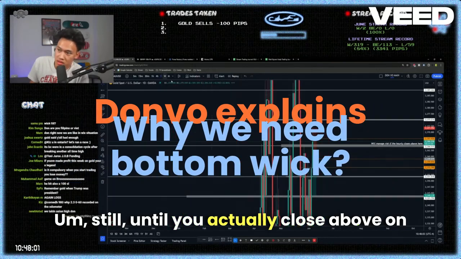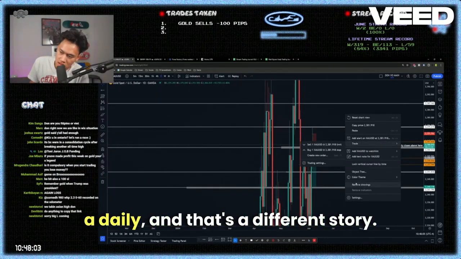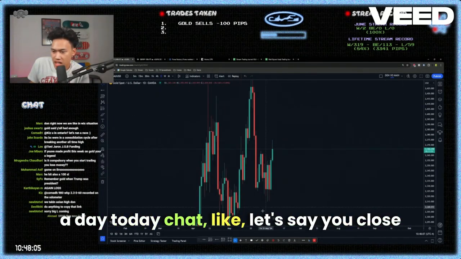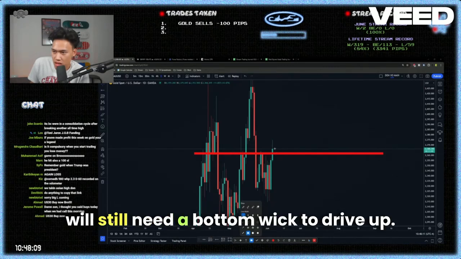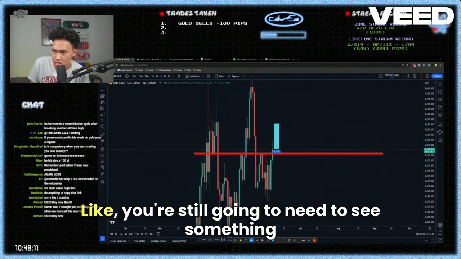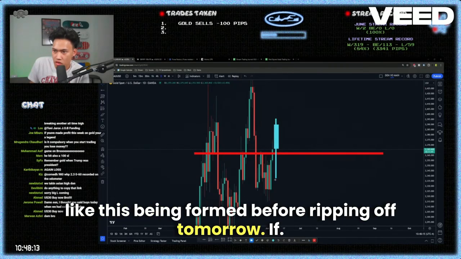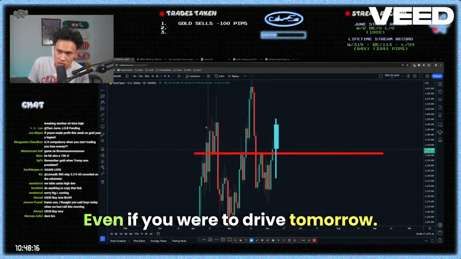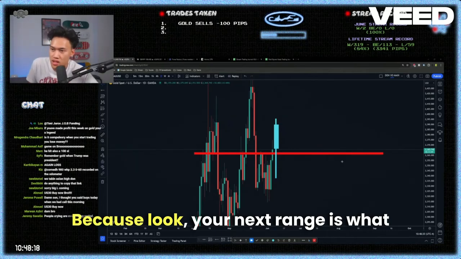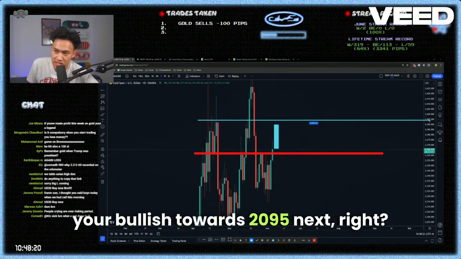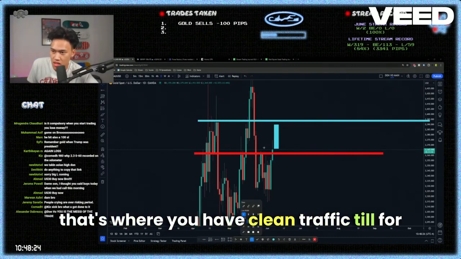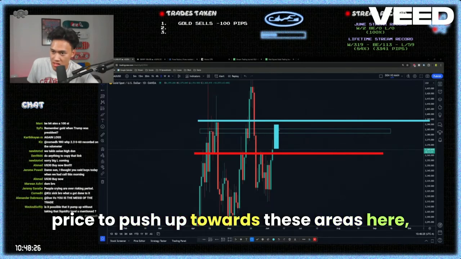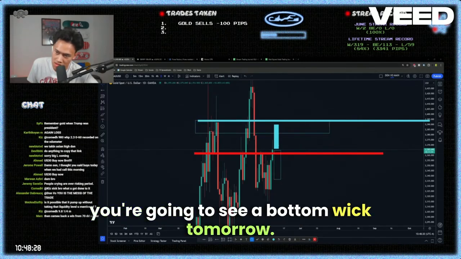Still, until you actually close above on a daily, then that's a different story. But I think even if you close above on a day today, chat, let's say you close above this range here on the daily, tomorrow's daily candle will still need a bottom wick to drive up. You're still gonna need to see something like this being formed before ripping up tomorrow. Because look, your next range is what? You're bullish towards 295 next, right? So if you actually close above the range, that's where you have clean traffic till. For price to push up towards these areas here, you're gonna need to see a bottom wick tomorrow.